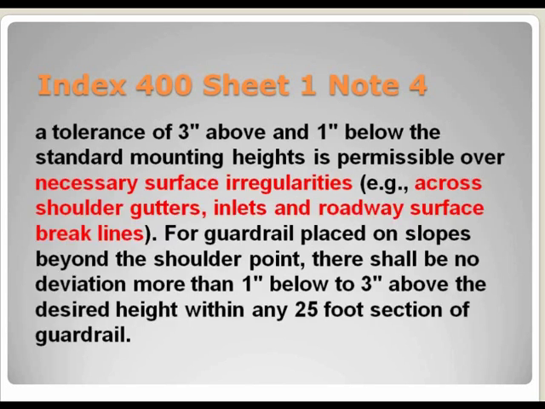The next thing is a tolerance of 3 inches above and 1 inch below the standard mounting height is permissible, and this is only over necessary surface irregularities across shoulder gutters, for example, in inlets and roadway surface break lines. For guardrails placed on slopes beyond the shoulder point, there shall be no deviation of more than 1 inch below to 3 inches above the desired height within any 25-foot section of guardrail.